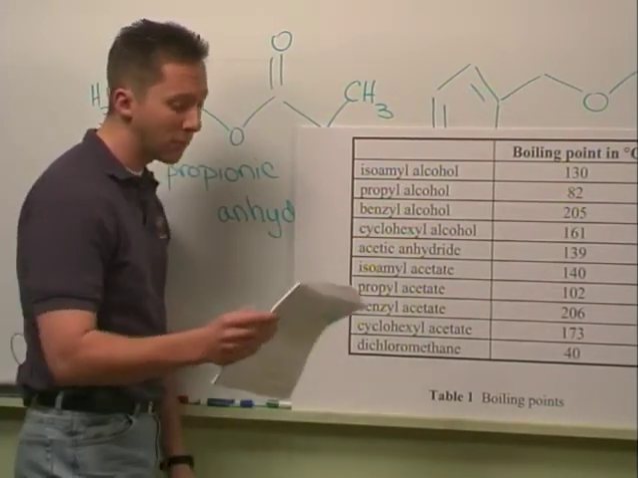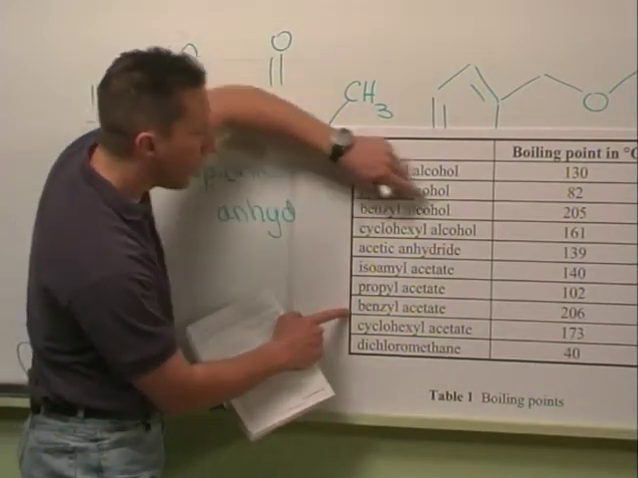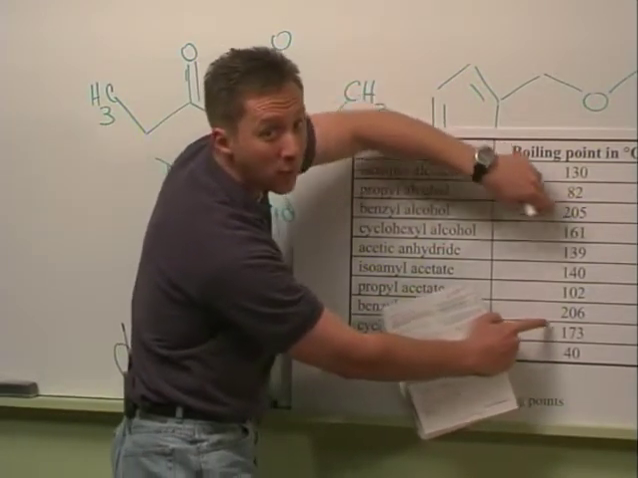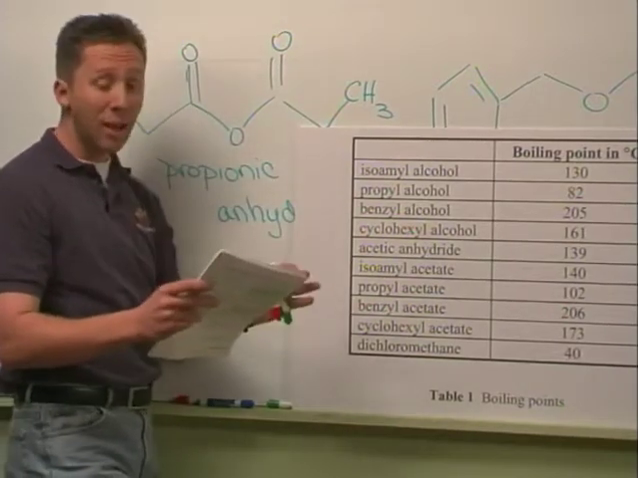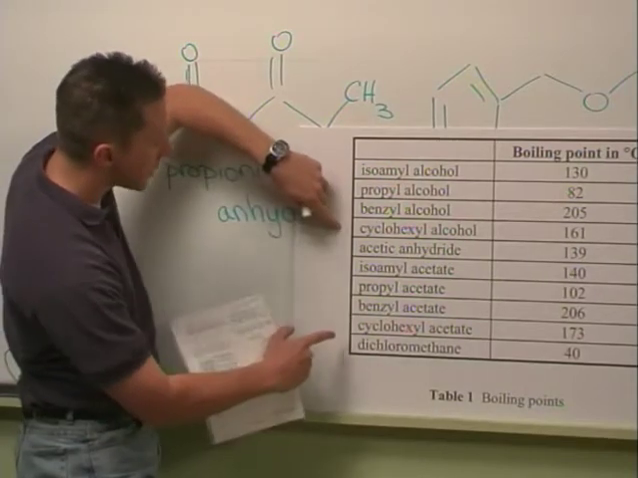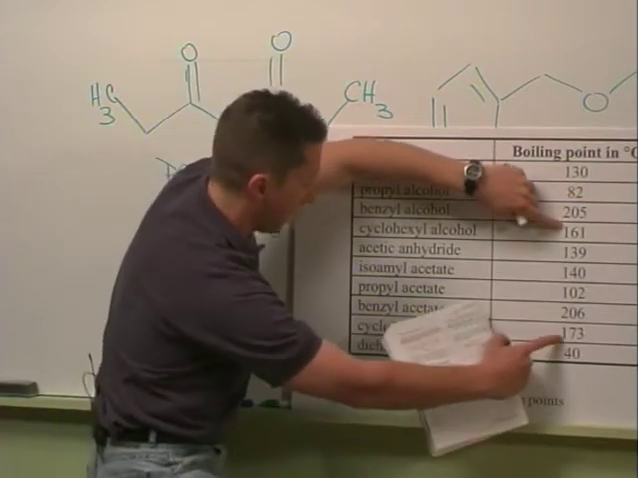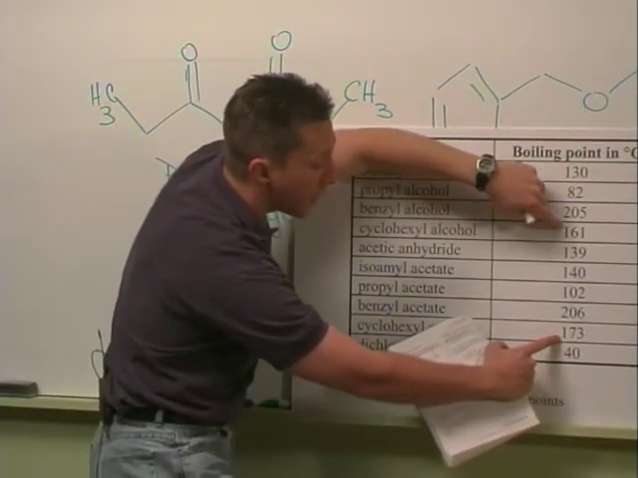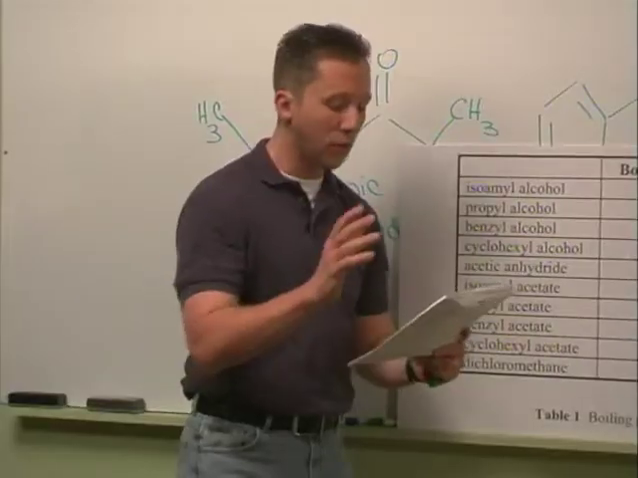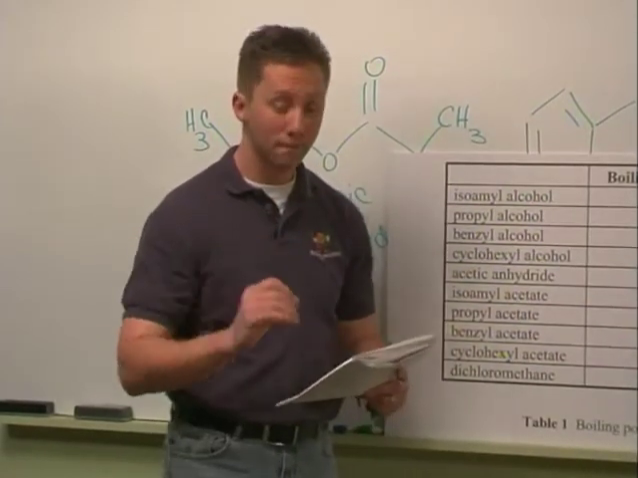A must be incorrect. C says benzyl alcohol and benzyl acetate. Benzyl alcohol boils at 205 degrees. Benzyl acetate at 206 degrees. Almost the same. That's clearly nowhere near 40. C can't be correct. And finally, D says cyclohexyl alcohol and cyclohexyl acetate. Cyclohexyl alcohol boils at 161. Cyclohexyl acetate boils at 173. A 12-degree difference, not as great as the 20-degree difference in answer choice B. So the best answer for 200 is B.